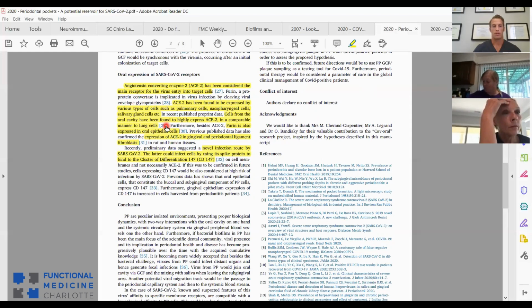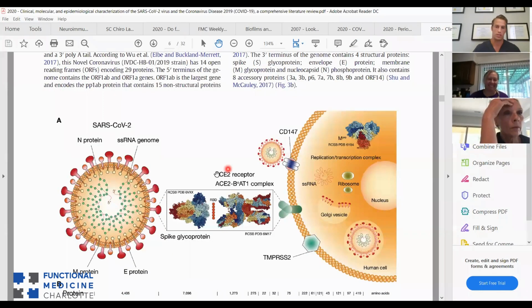They've also found ACE2 expression in the gingival and periodontal ligament fibroblasts, so the cells that are making the ligaments holding our teeth in place. And then they also cite research that recently found a different infectious route by SARS-CoV-2, which is by using its spike protein to bind to white blood cells that are CD147 positive. What the heck is that? Well, this study shows a picture, okay?